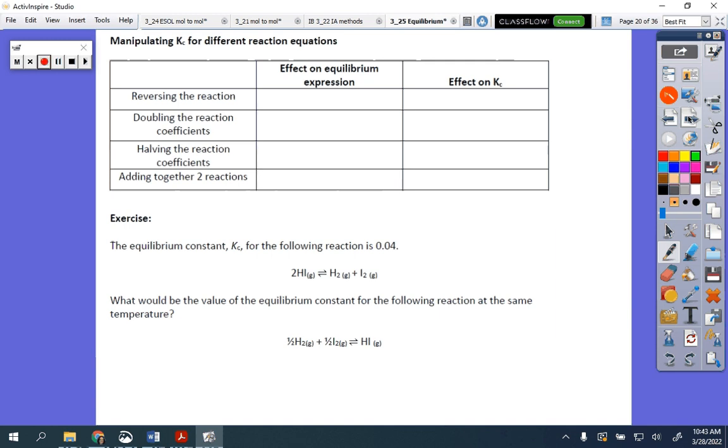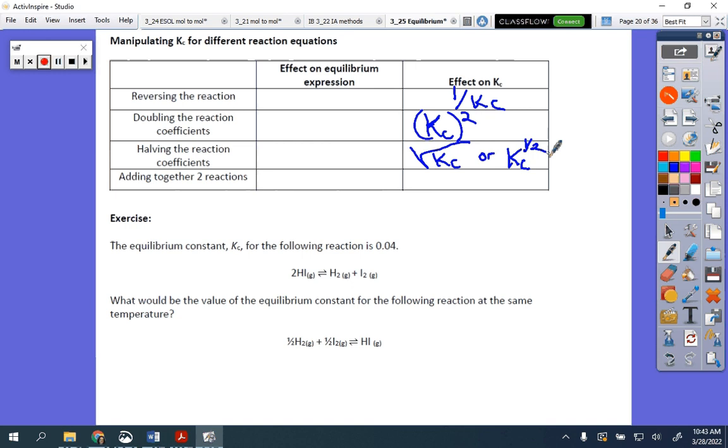So far we've looked at reversing the reaction. We talked about how reversing the reaction changes Kc to 1/Kc. We talked about how doubling the coefficients gives us our original Kc squared. How halving the reaction coefficients gives us the square root of the original Kc, or Kc to the 1/2 power, whatever.